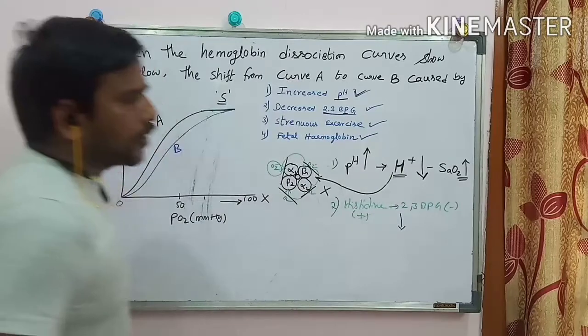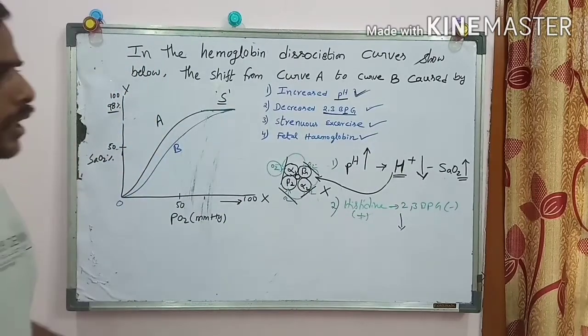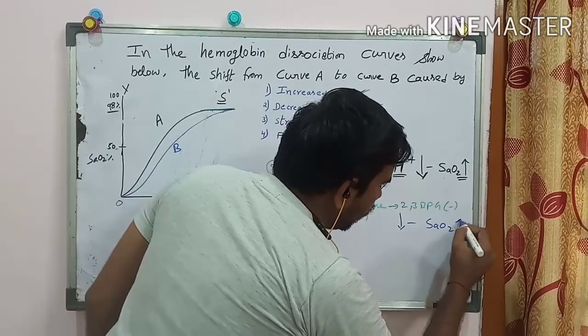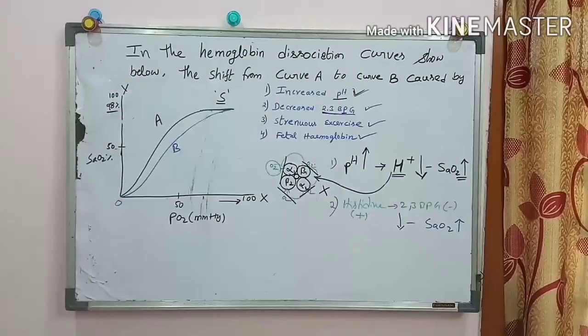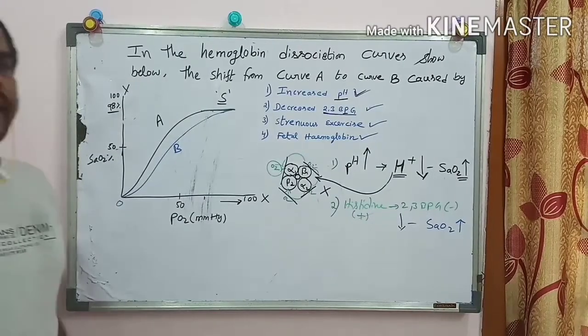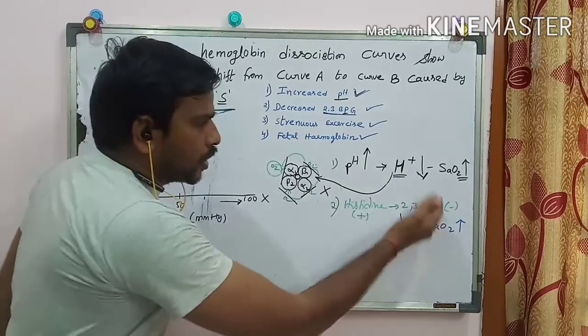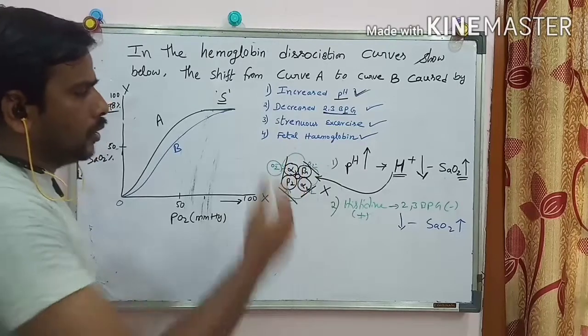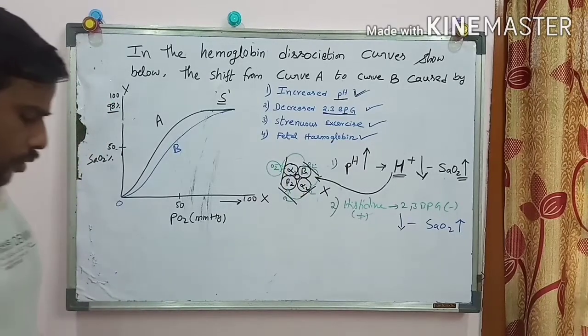Now what happens to the affinity? Affinity will increase. The saturation of O2 will be increased, because 2,3-BPG is very low, so it cannot disrupt the bonding of oxygen and the hemoglobin molecules.